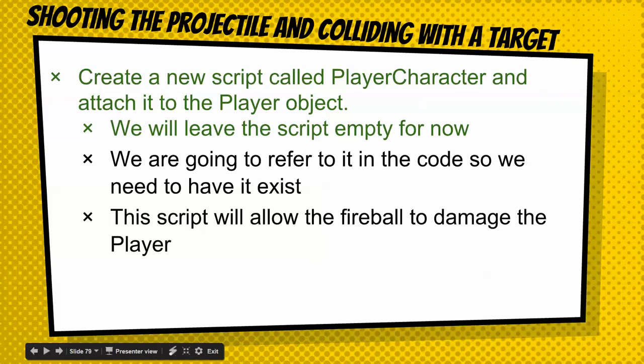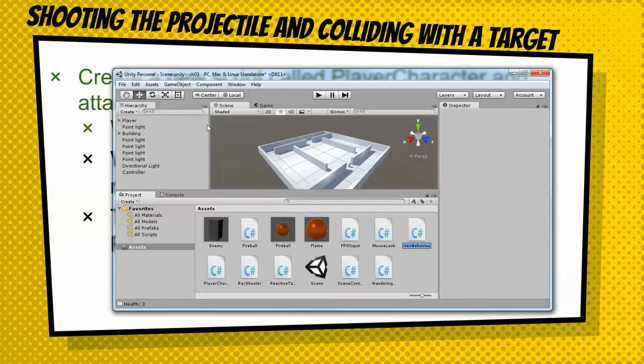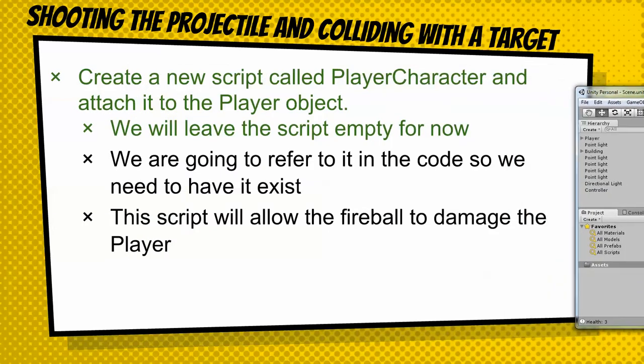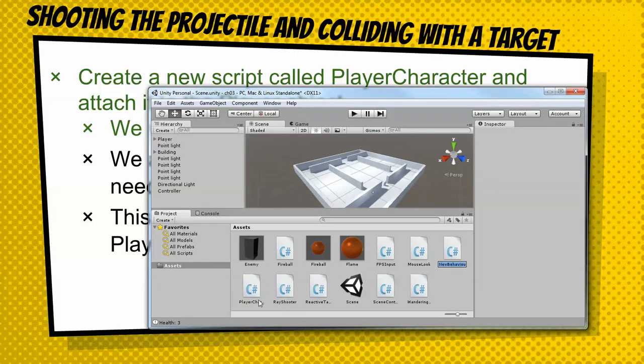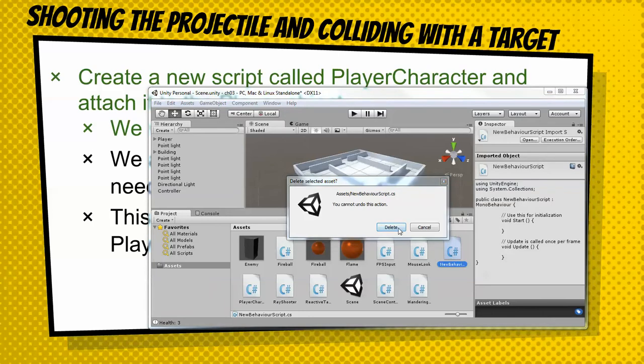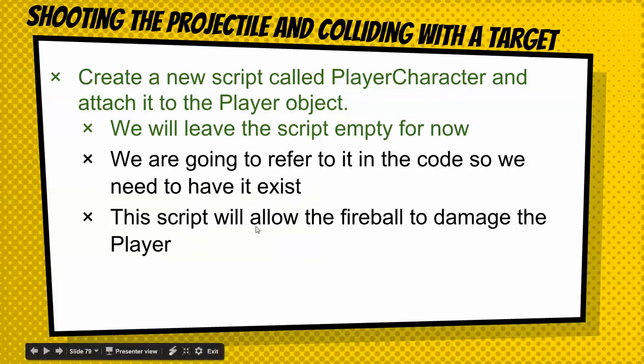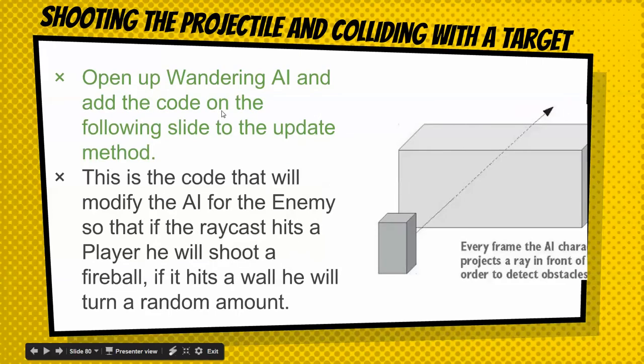So go ahead and create a script. You're going to go Assets, Create, C# script, and call it player character. I already have mine right there, so I'm just going to delete this one. We have this script called player character, and we're going to drag it to our player. This script will allow the fireball to damage the player. We're going to write code for the fireball that's going to talk to this script and damage the player.